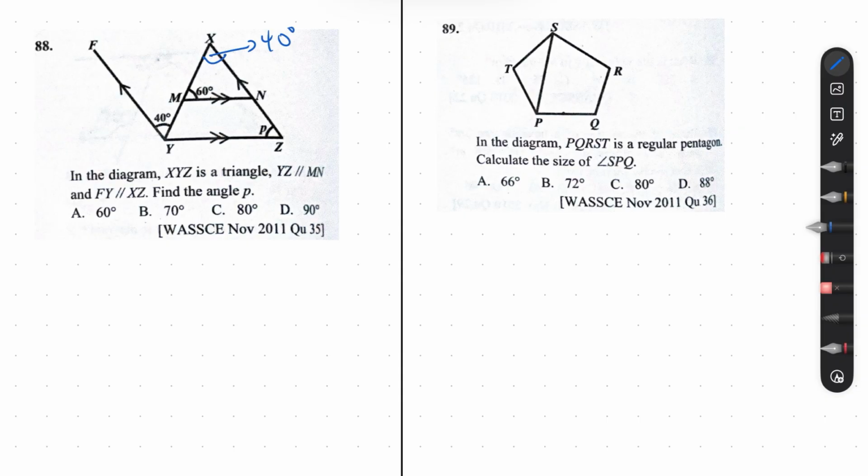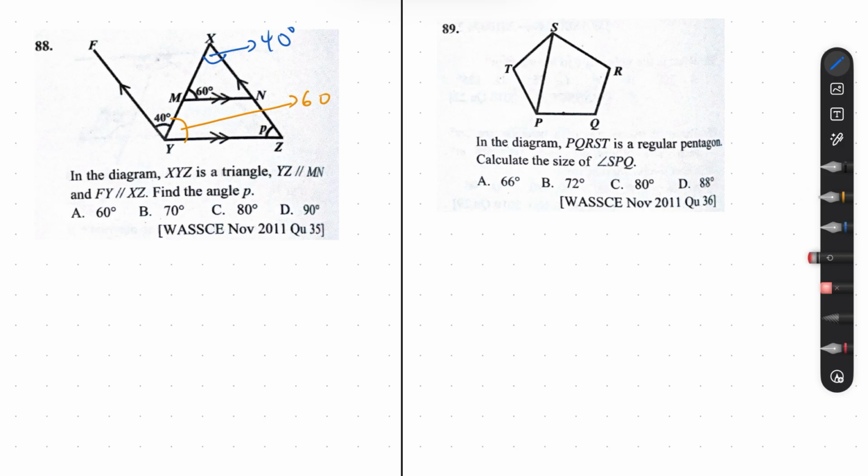Cool. Now this angle and this angle are also corresponding, because these lines are parallel. So that means this angle and this angle here are corresponding. So this angle will also be 60. So this angle right here will be 60. Okay, all right.